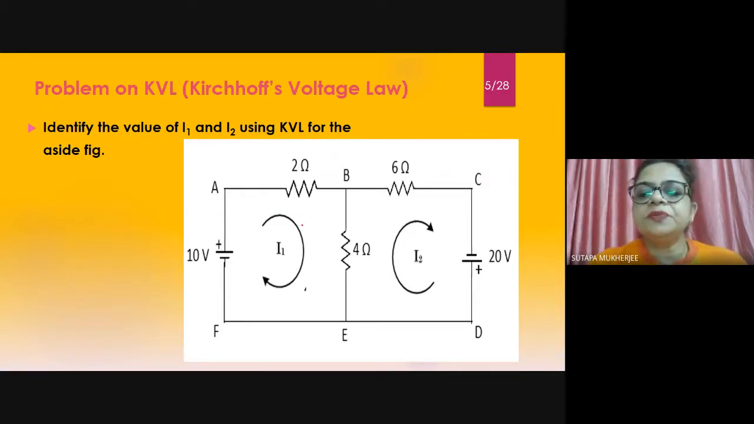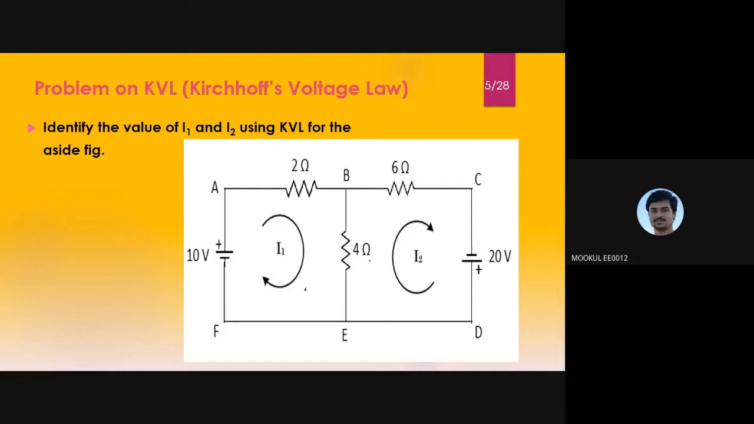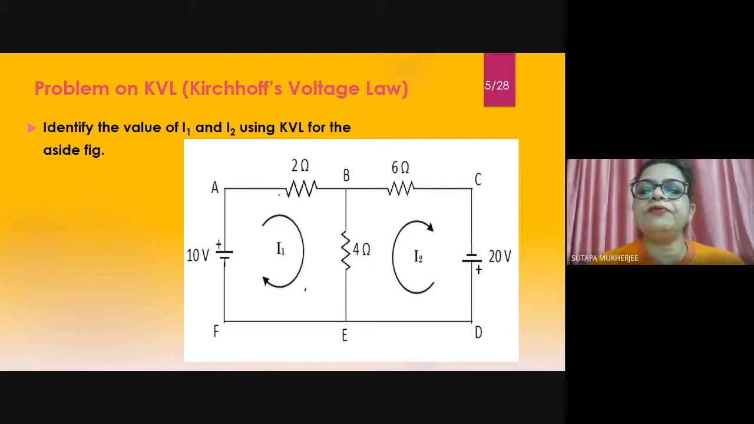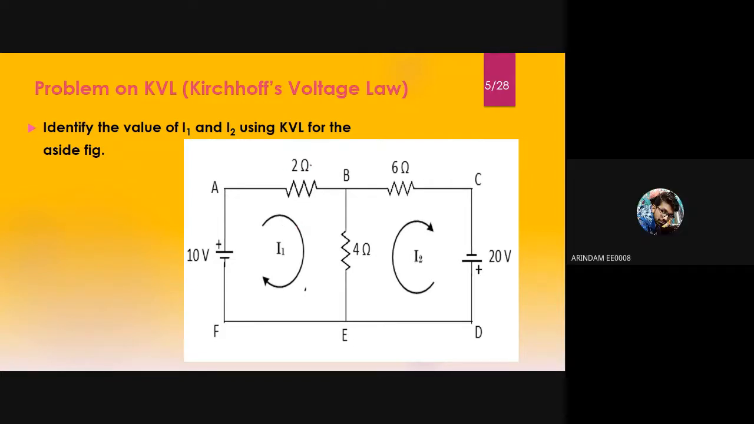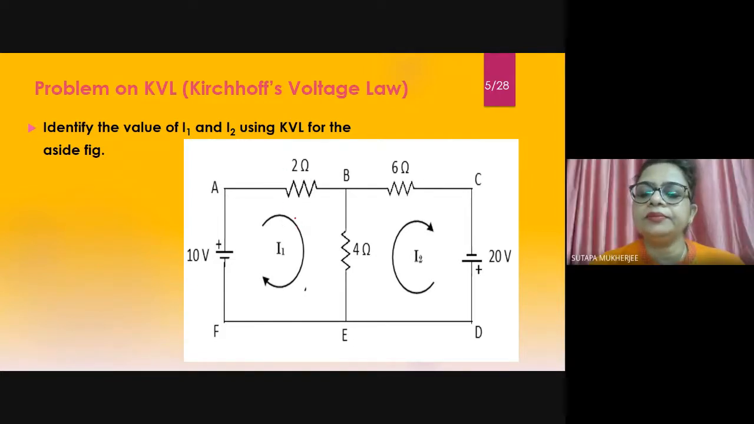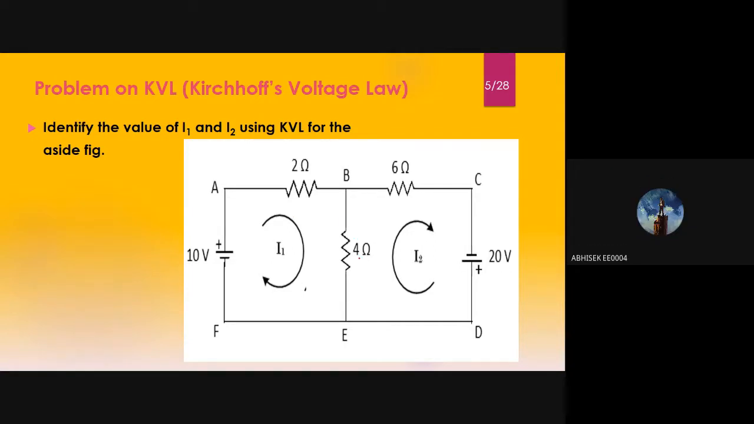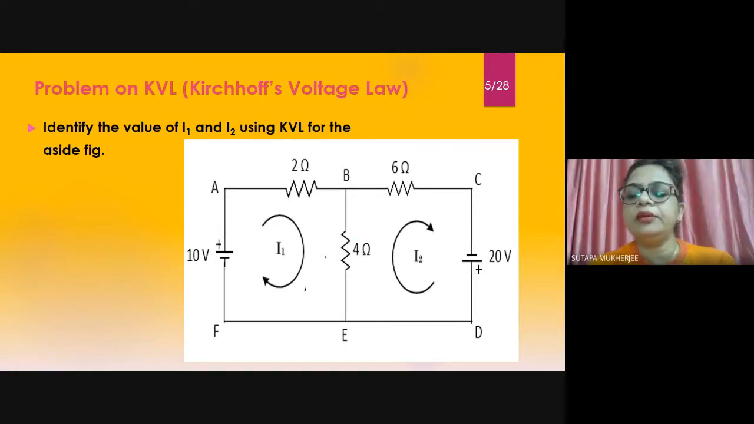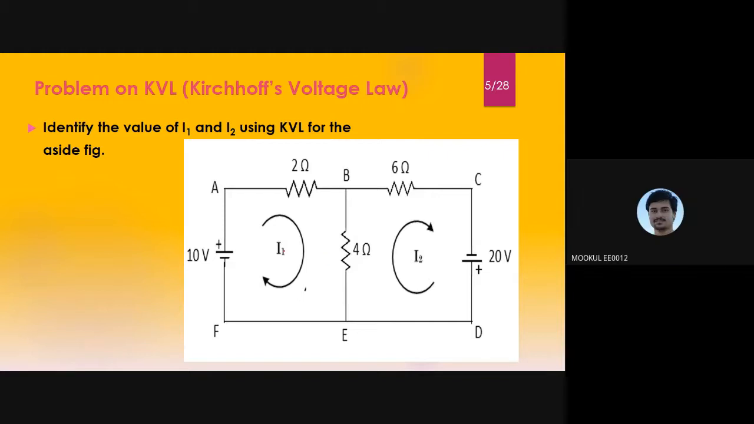So if you consider this particular loop, what will be the drop across this loop? Obviously 2I1 plus 4I1 minus 4I2. Am I correct? I'm repeating, the current flowing through this is I1. So drop across the 2 ohm will be 2I1. Drop across the 4 ohm will be 4I1, for the contribution of I1.